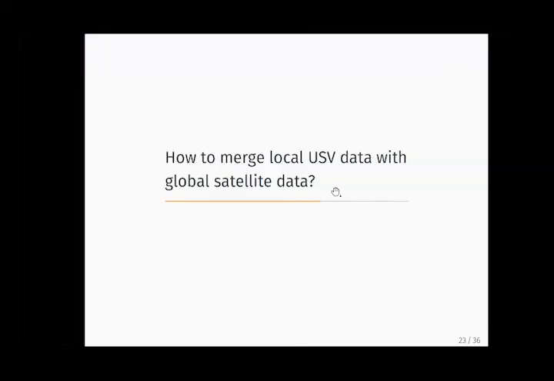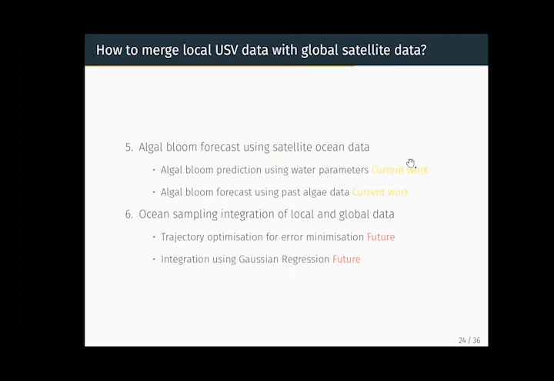So, that was how to track these ocean fronts. Now I have this other question that I'm trying to answer, which is how to merge these very nice local USV data with available global satellite data. For this question, we have two parts: how to predict and forecast algal blooms solely based on satellite data, and how to integrate the local and the global data.